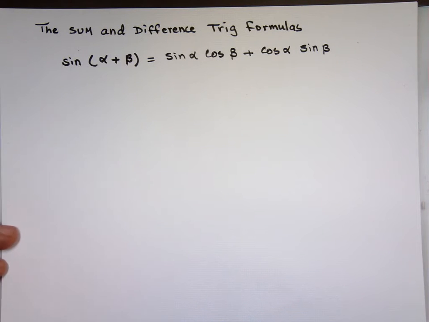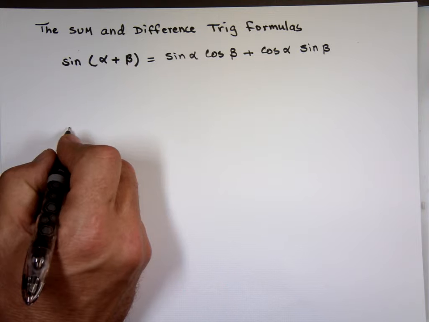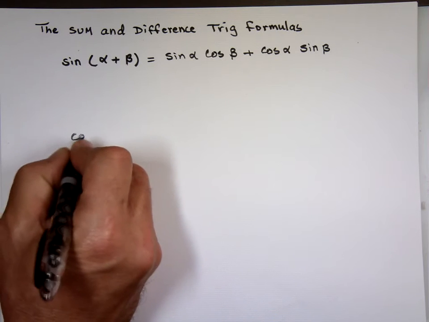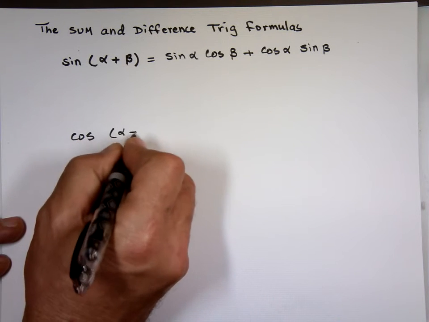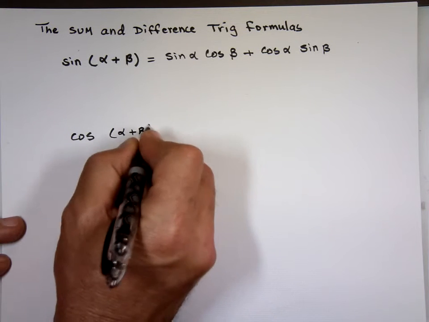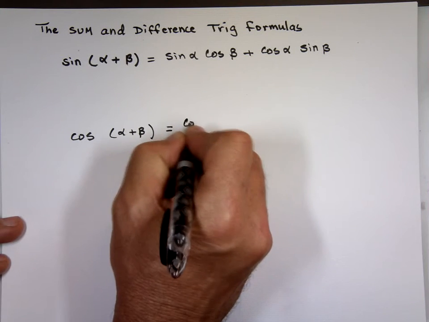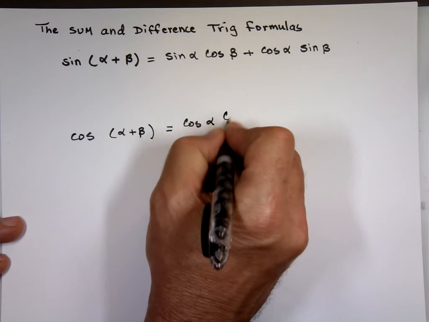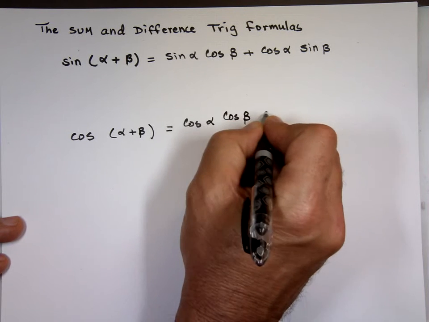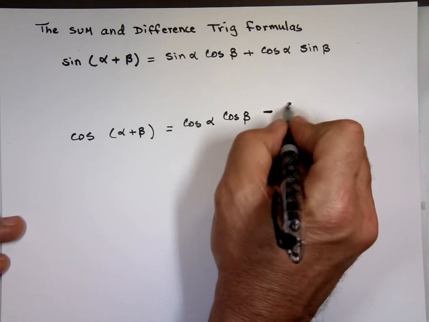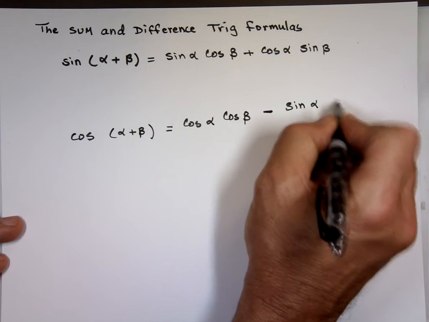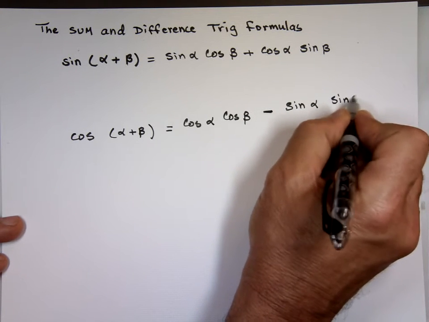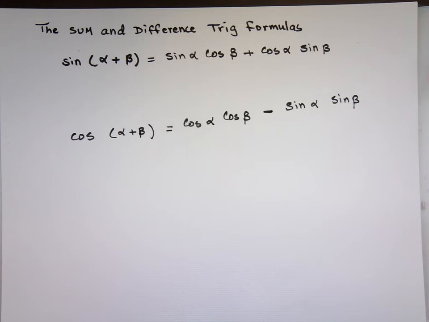I'll leave a space for now. I'll come down here. I'll put the cosine of alpha plus beta. It's cosine alpha, cosine beta, but this is minus, not a plus, minus sine alpha, sine beta. There's the first two in our book.